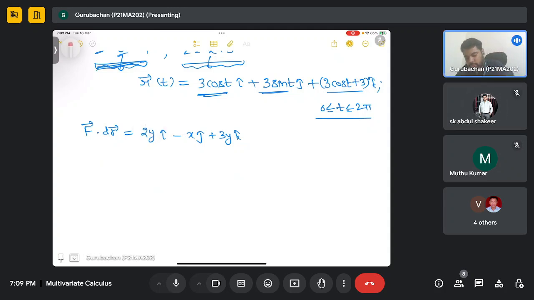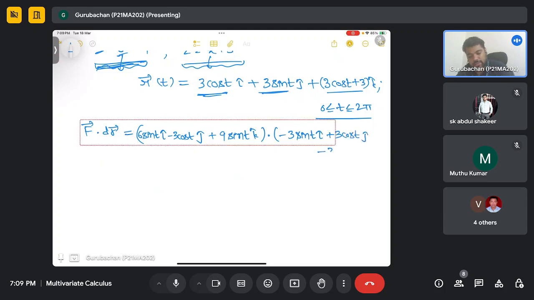So let us put the value of y here. What is the value of y? It is 3 sin t, so that would become 6 sin t. And x will become 3 cos t. And again here 3y will become 9 sin t k cap. This is our f. And what will be our dr? Minus 3 sin t i cap plus 3 cos t j cap minus 3 sin t k cap.